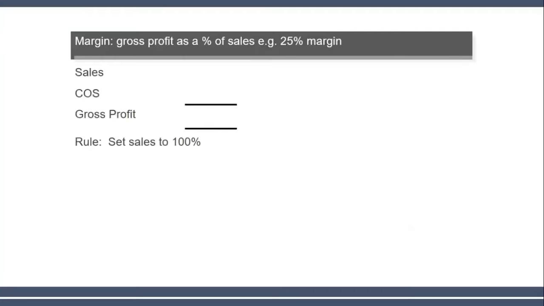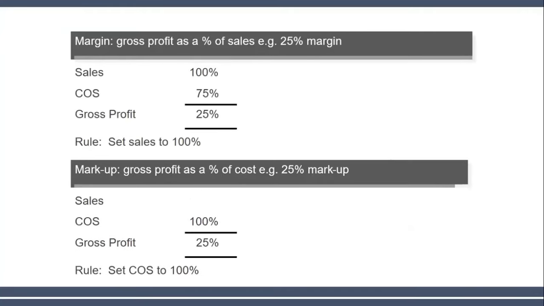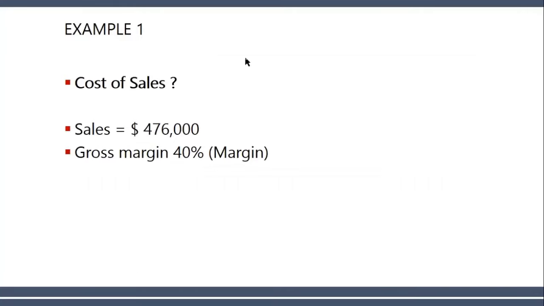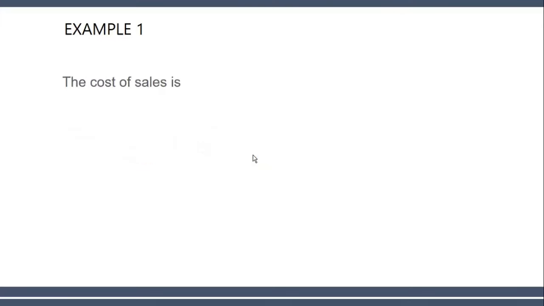So if we see one question, for example, it says that cost of sales you have to find out. They told you that selling price, sales is 476 and gross margin is 40%. Now pay attention, 40% margin means 40% of the selling price. Then how much is the cost? So how do you do that? You make the same figure which you made before.